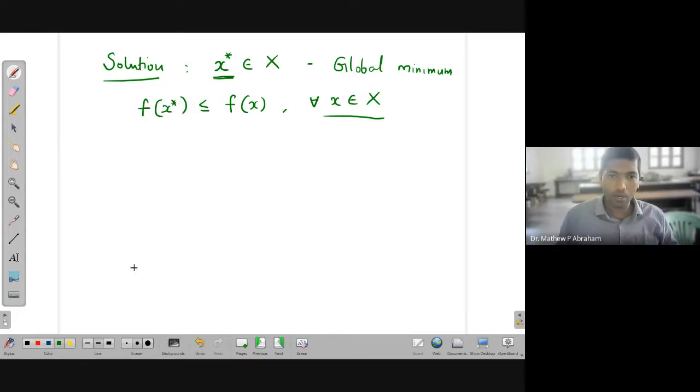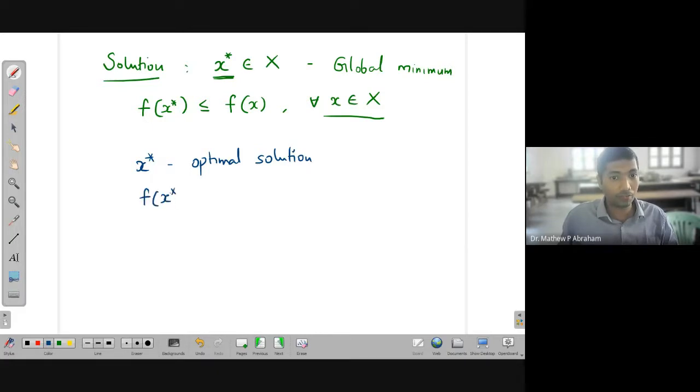Just for notational representation, because if you read journal papers and conference papers, these notations keep on repeating, I want to make sure that these notations are clear to you. So this x star is called the optimal solution or the global solution. So this x star is the optimal solution, and f of x star.